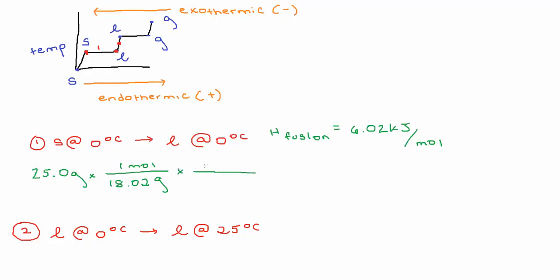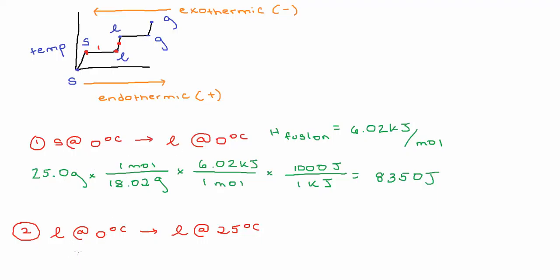Now I can get into kilojoules by putting my kilojoules up top and 1 mole on bottom, and then the last step is to get into joules. So that's going to be 1,000 joules on top and 1 kilojoule on bottom. And so when I calculate that, what I get is 8,350 joules, because I want 3 sig figs. Okay? So that was for my state of matter change.